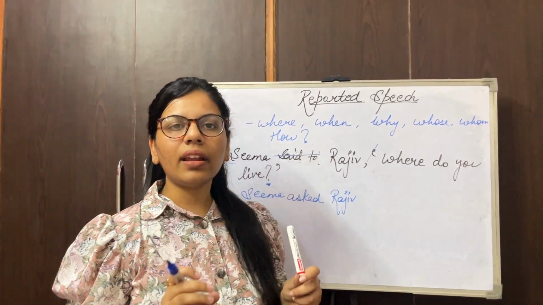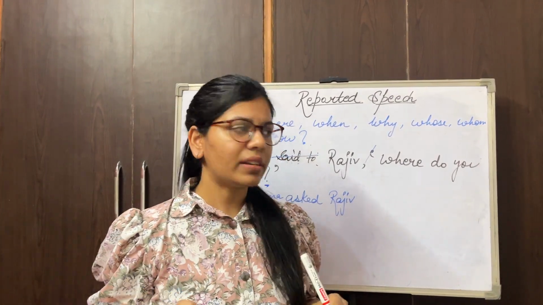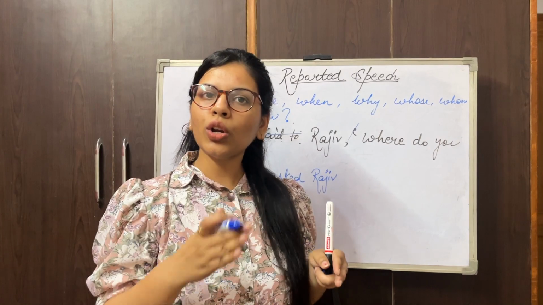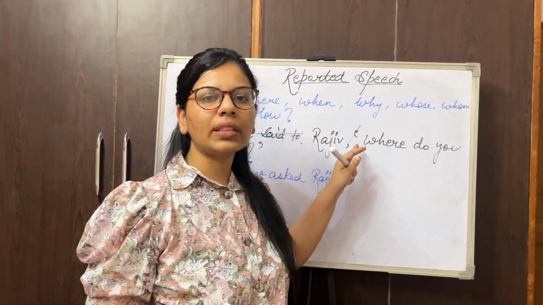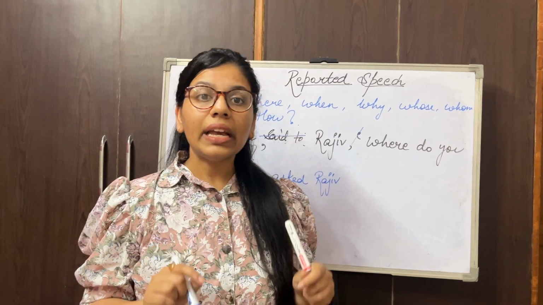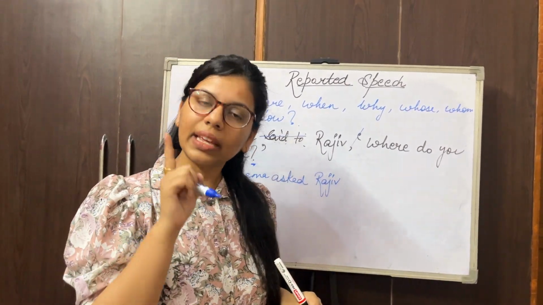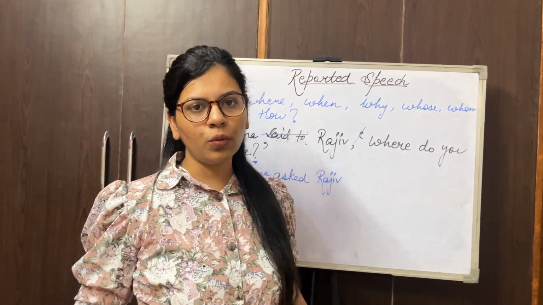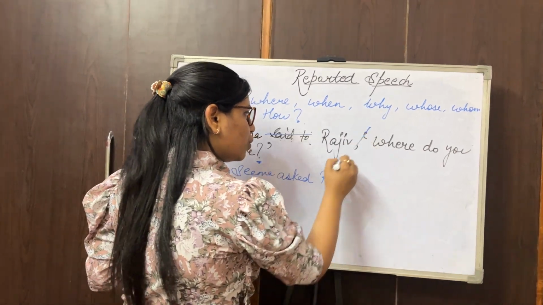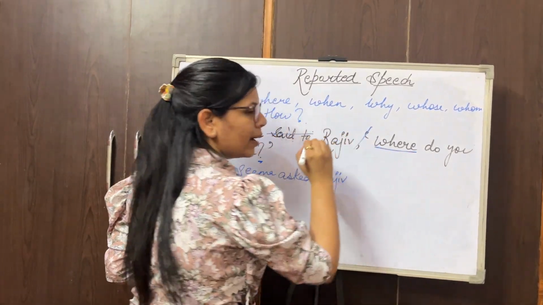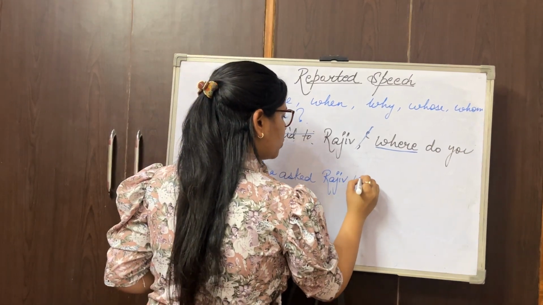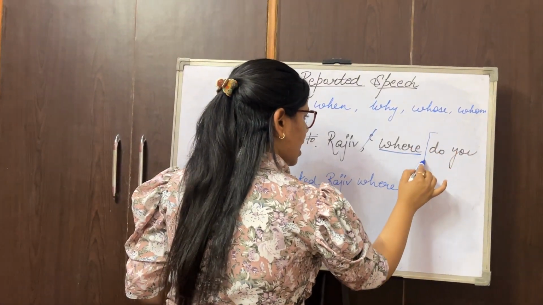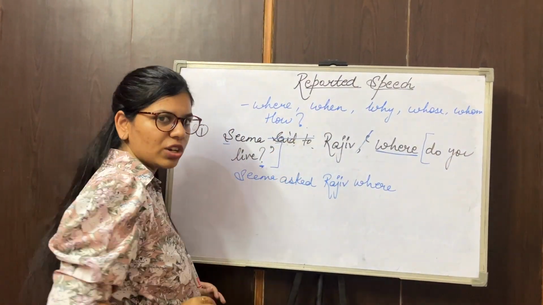When we deal with declarative sentences, that means simple statements, we remove inverted commas and replace it with that. When we deal with yes or no questions, we use if or whether instead of inverted commas. But in case of WH family questions, yes, we will remove inverted commas, but we are not going to replace it with any word. So we just have to remove these commas and we'll straight away start with the WH family word. So it will come here as it is, where.